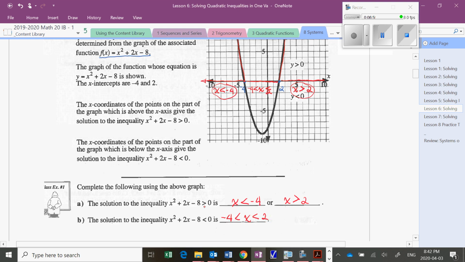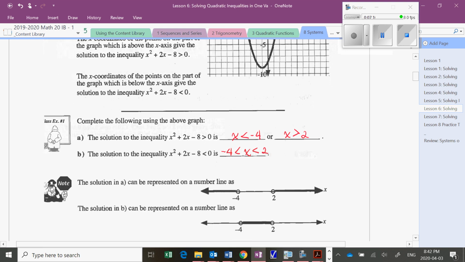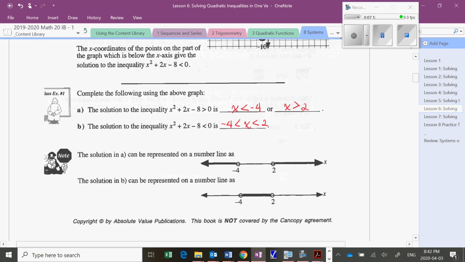Since they're not, the x-intercepts are actually not part of either solution, because we don't want it to equal 0. It's either greater than 0 or less than 0. Okay, and so the solution can be represented as an inequality. We can also represent them on a number line.